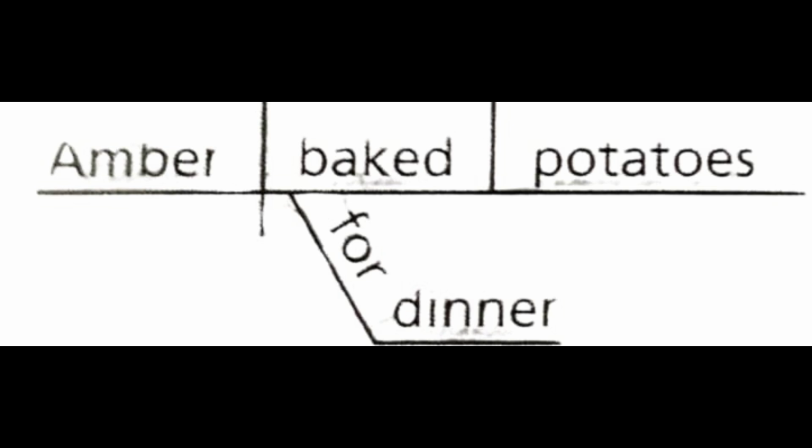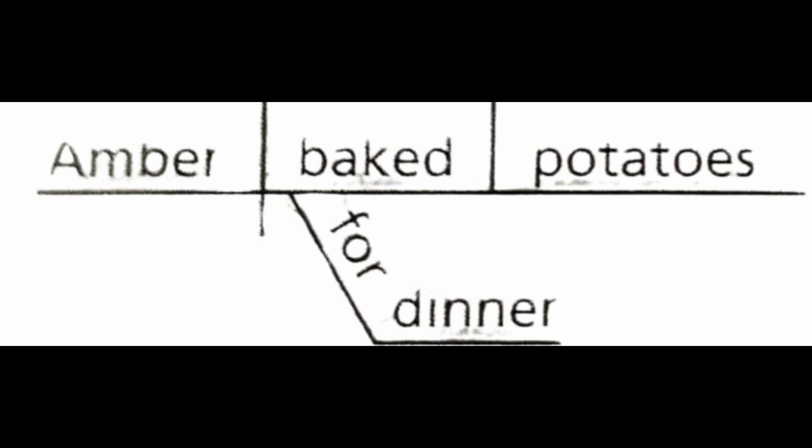The verb, immediately to the right of the main vertical line on the baseline, is the verb baked. So this is the action that Amber performed. So the short vertical line divides the verb and direct object. So this short vertical line sits on the baseline and separates the verb from the direct object. It does not go through the baseline.